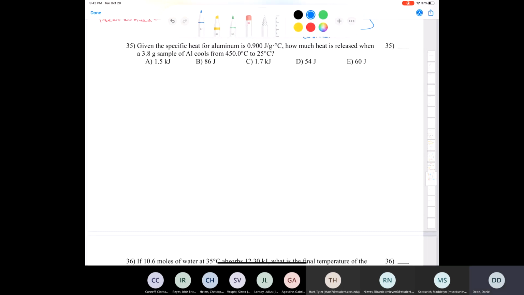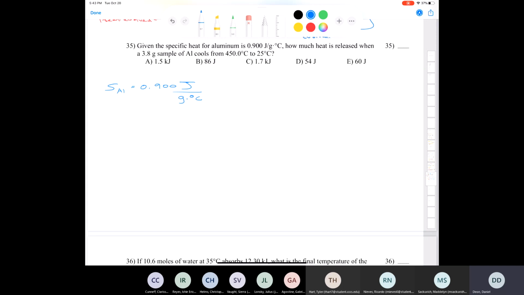Given the specific heat of aluminum, sometimes I just love to write things down right away. I can't wait. It is 0.900 joules per gram degrees Celsius. How much heat is released when a 3.8 gram sample of aluminum cools from 450 to 25 degrees Celsius?